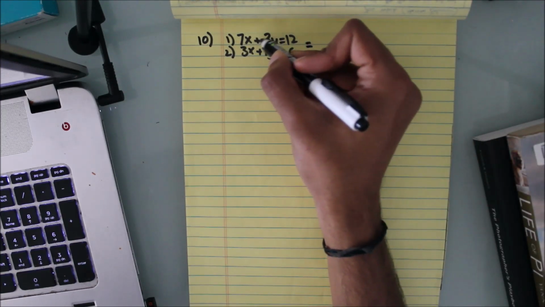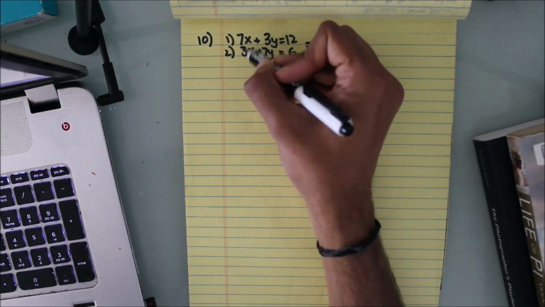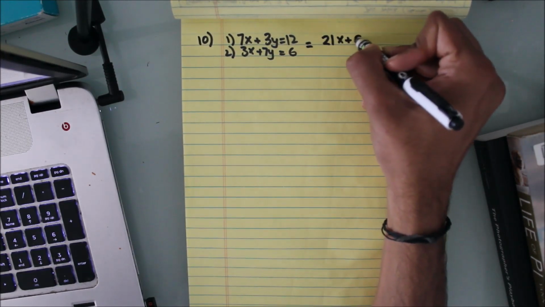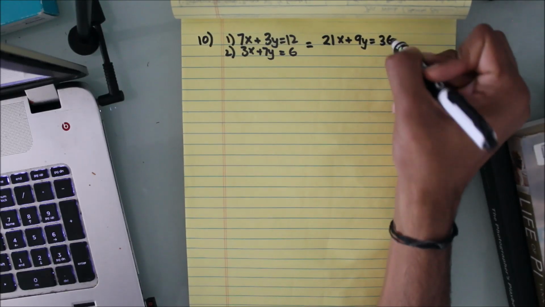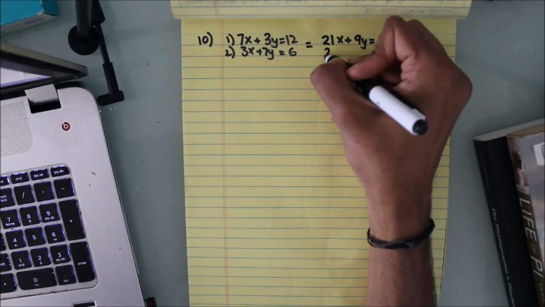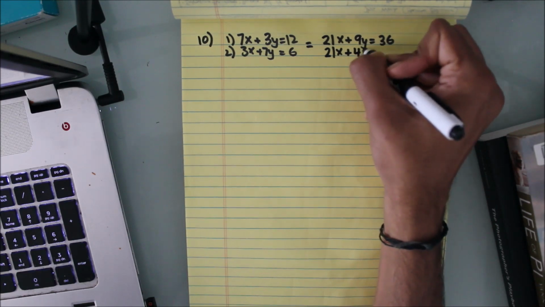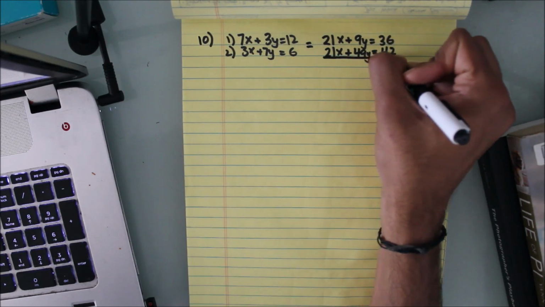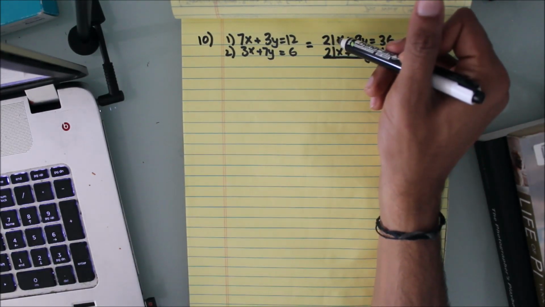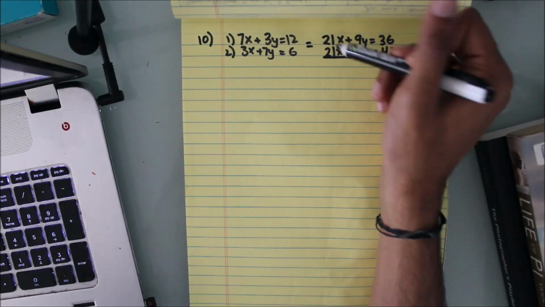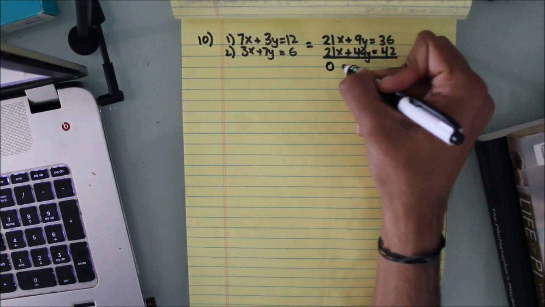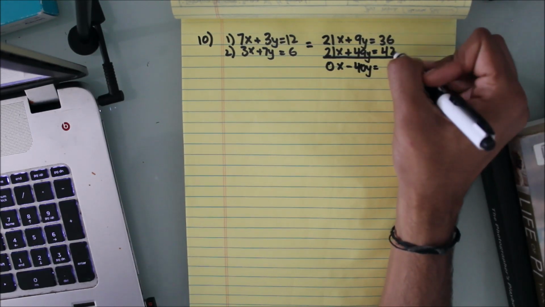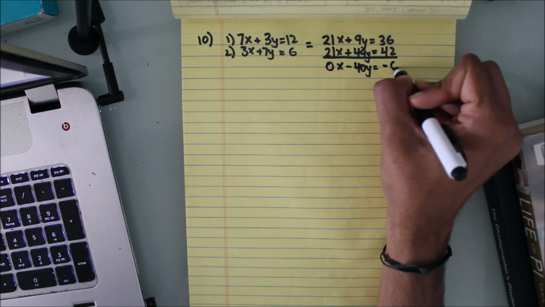So we're going to multiply everything up here by 3 and everything down here by 7, so we can have 21. So multiplying everything by 3, 21x plus 9y equals 36, and then multiplying everything here by 7, 21x plus 49y equals 42. Since this is a systems of equations, we can just subtract everything on the bottom from whatever's on the top. So 21 minus 21 is 0. 9 minus 49 is negative 40. And 36 minus 42 is negative 6.